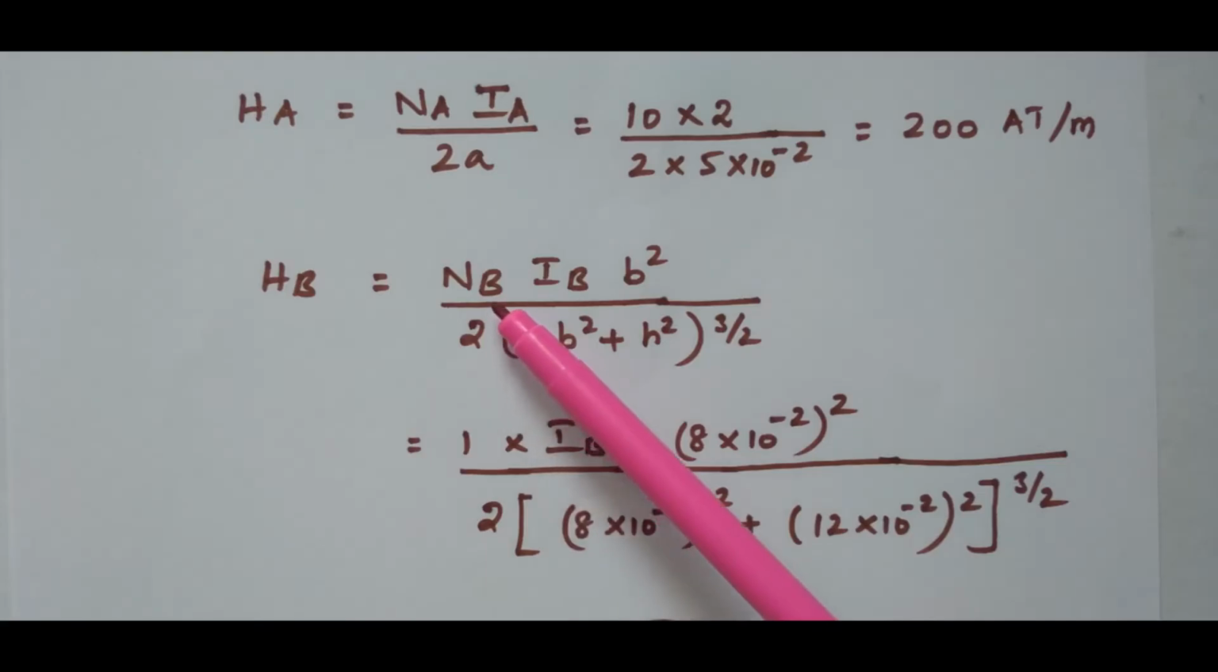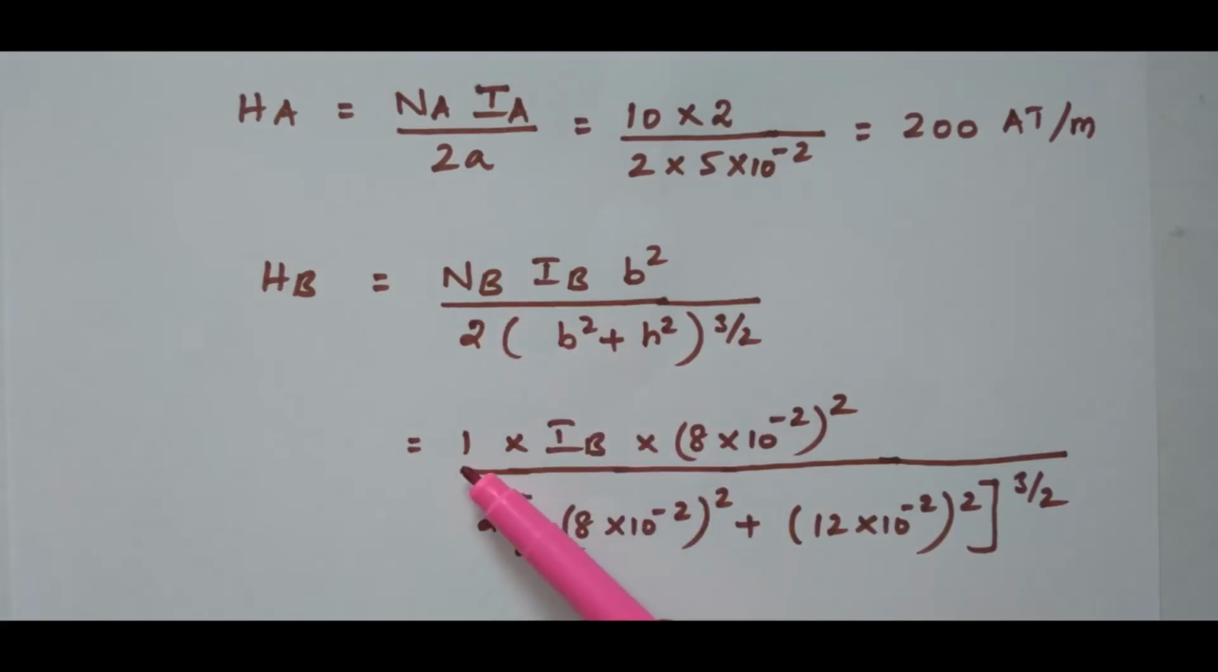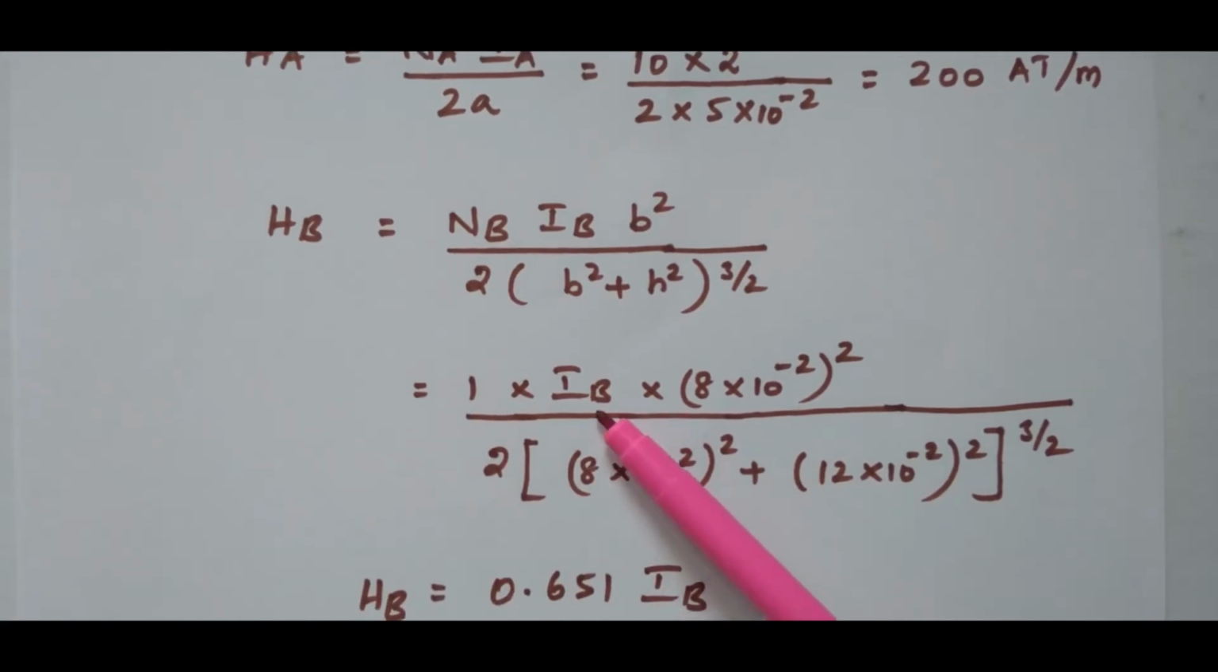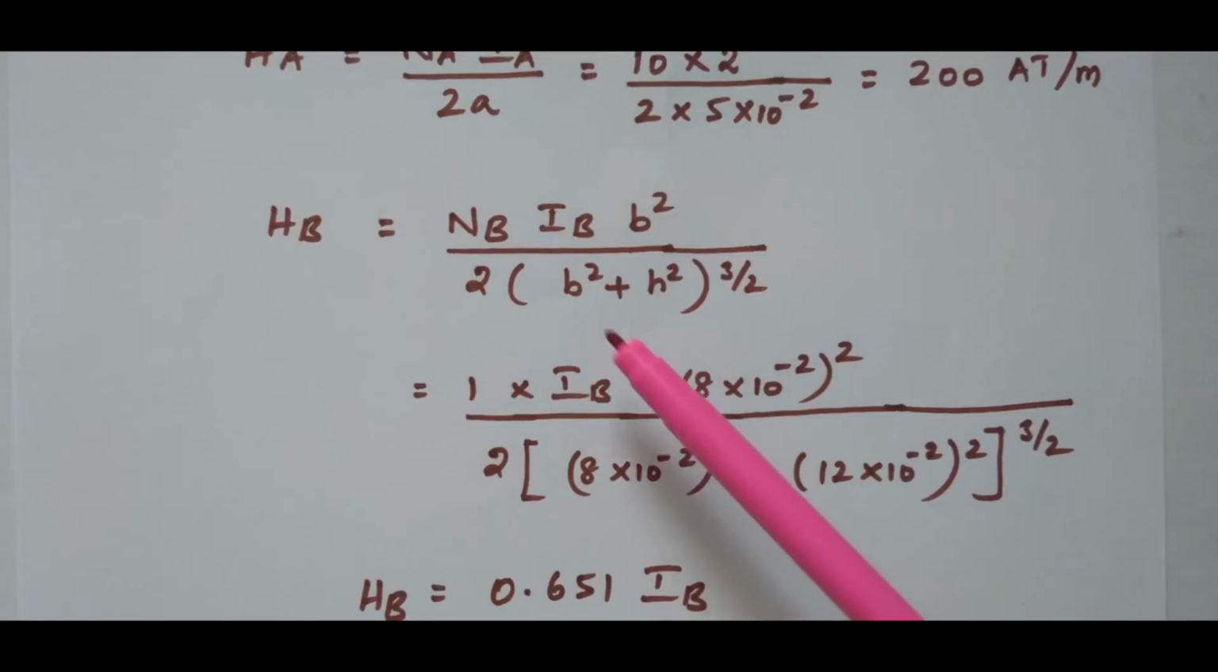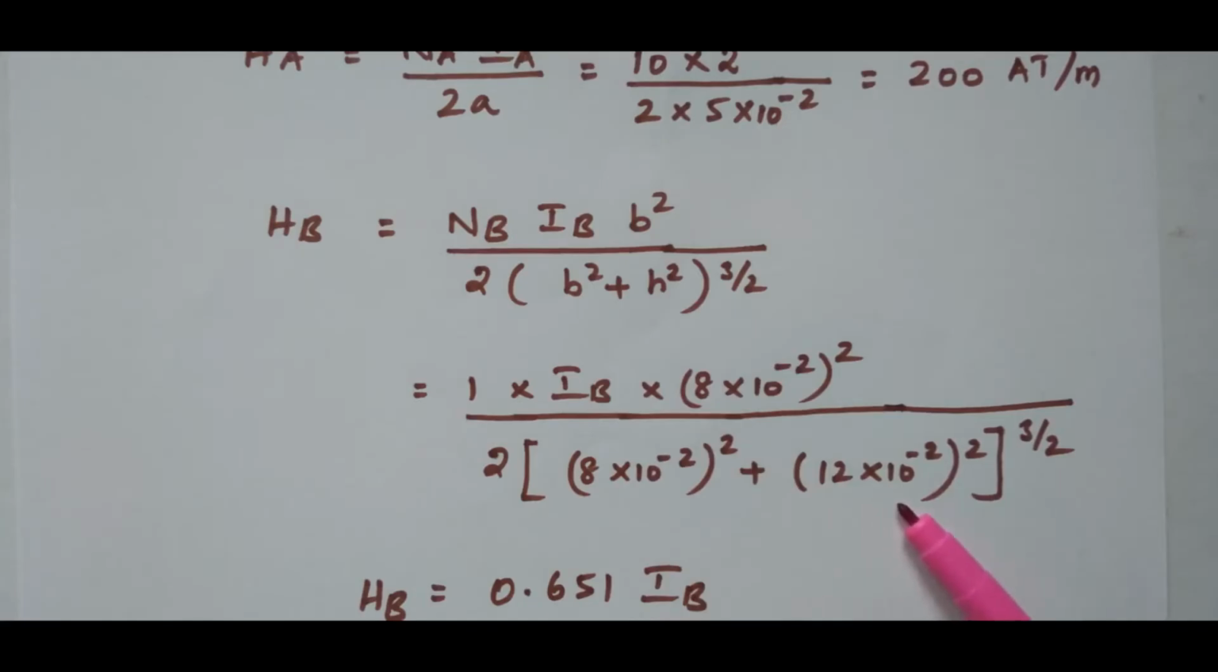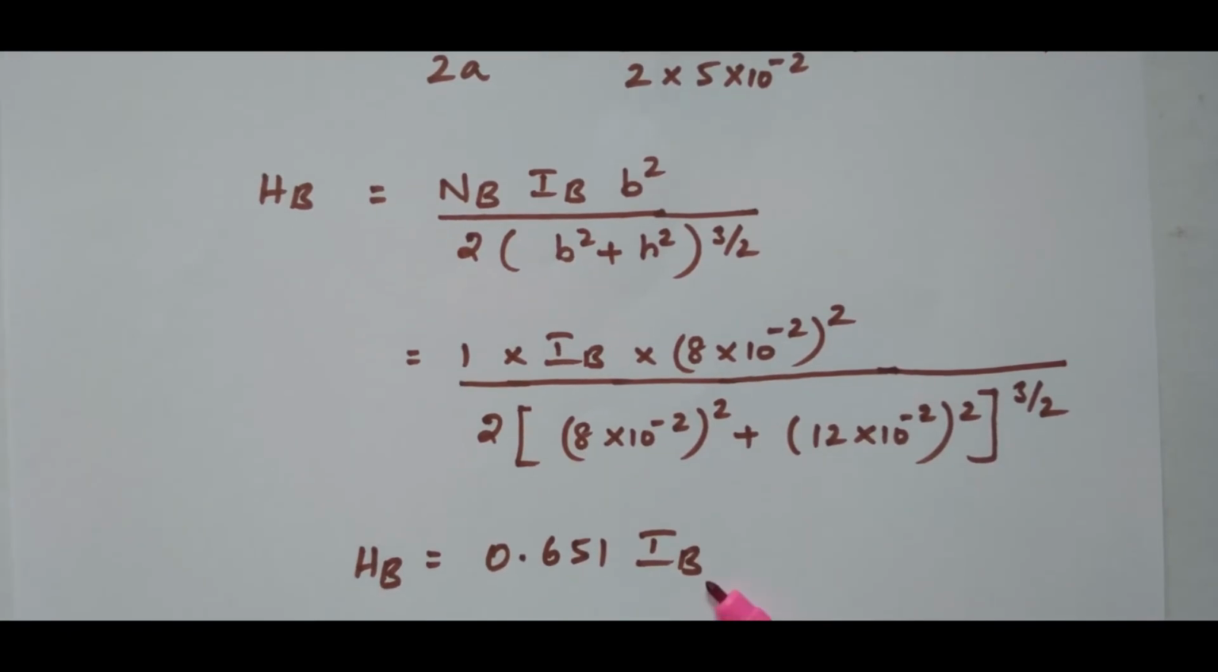Now we substitute the values. The number of turns in coil B is 1, and the IB value is not available, we need to find it. Then B squared, 8 into 10 to the power minus 2 the whole square, divided by 2 into the quantity 8 into 10 to the power minus 2, the radius of the second coil, squared plus the height 15 into 10 to the power minus 2 squared, whole to the power 3 by 2. By simplifying this, we got 0.651 IB. So HB equal to 0.651 IB, and this IB value is not known.